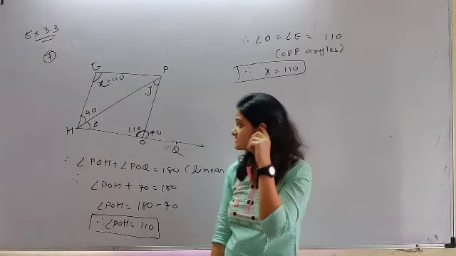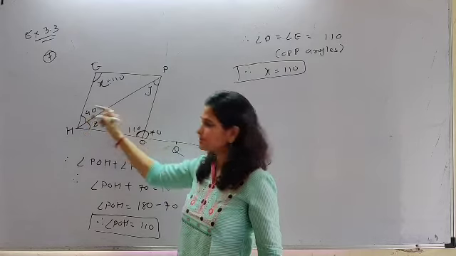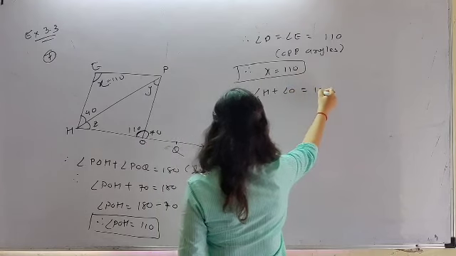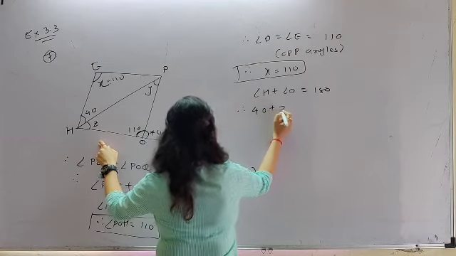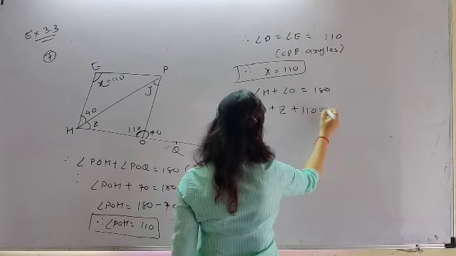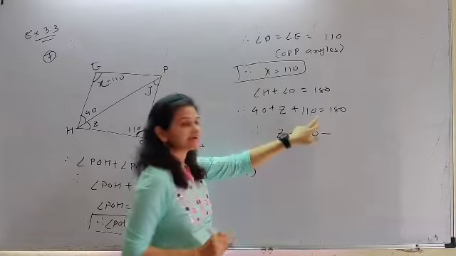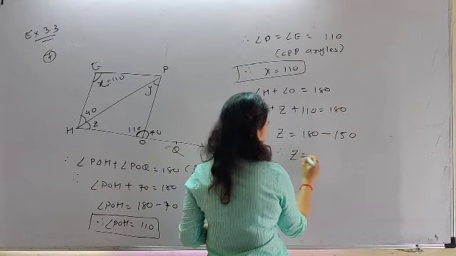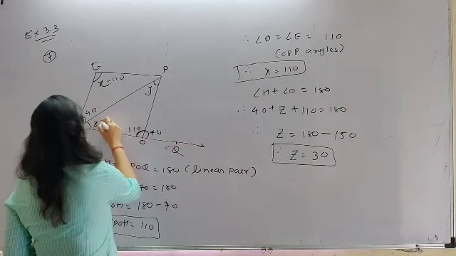One problem solved. Now this angle is 110. This is given to us, 40. So I can find angle H plus angle O is equal to 180. Now angle H is ultimately 40 plus Z. 40 plus Z plus angle O, which is 110, is equal to 180. So Z is equal to 180 minus 110 plus 40, which is 150. So 180 minus 150. So Z will be 30. So we got Z also, 30. So Z is equal to 30.